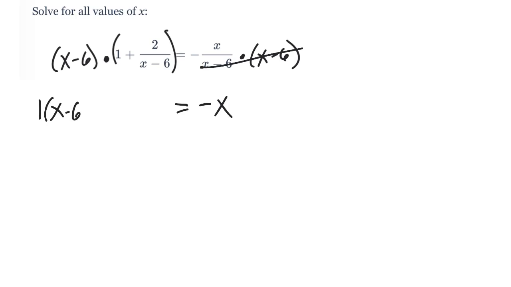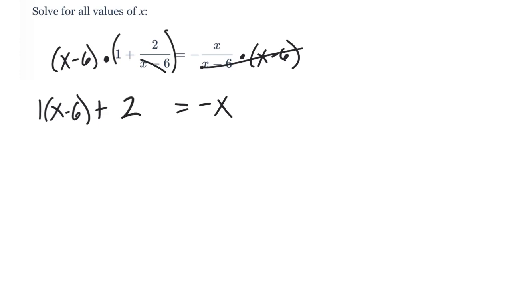It'd be like 1 times x minus 6, and then plus, and you have x minus 6 times 2 over x minus 6. So you can just go ahead and cancel that. You don't have to write it all out. That's going to cancel that x minus 6 off, and you're going to have a 2 there.